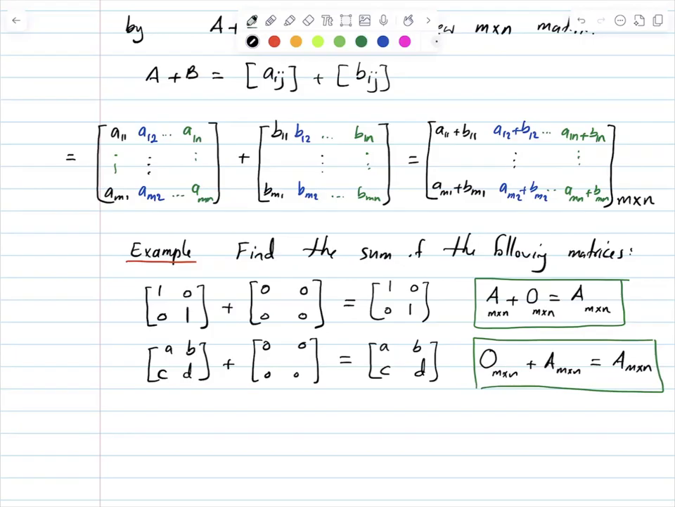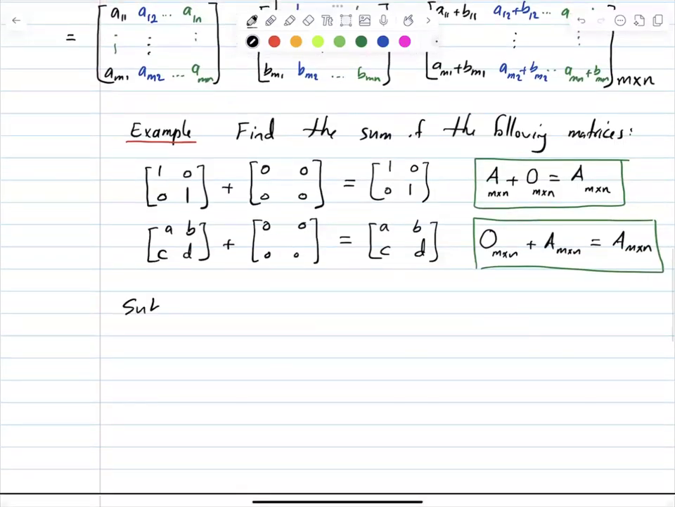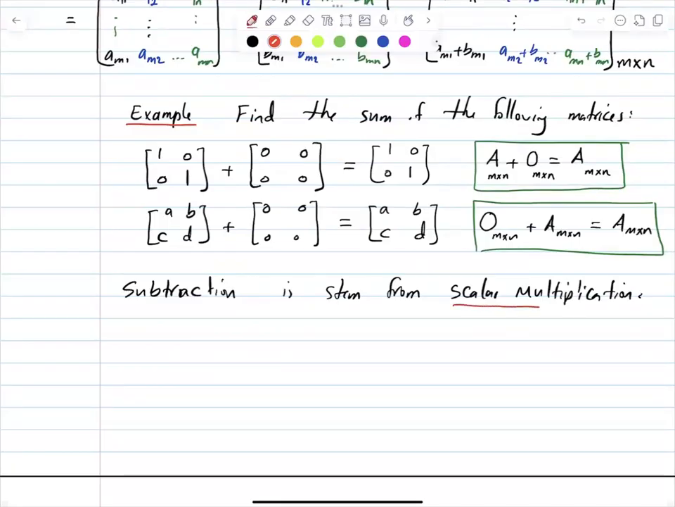Before we jump into subtracting matrices, we're going to talk about scalar multiplication. So subtraction stems from scalar multiplication. So let us talk about scalar multiplication a little bit. When you're talking about a scalar, you're talking about a number that is multiplied by each entry of our matrix.